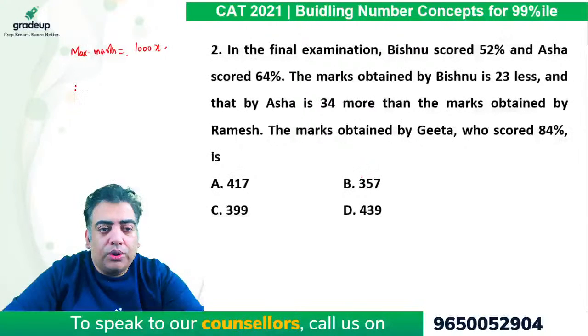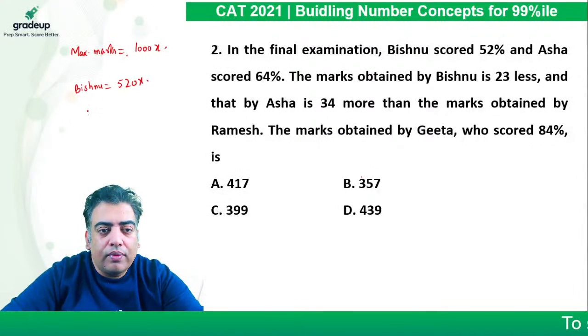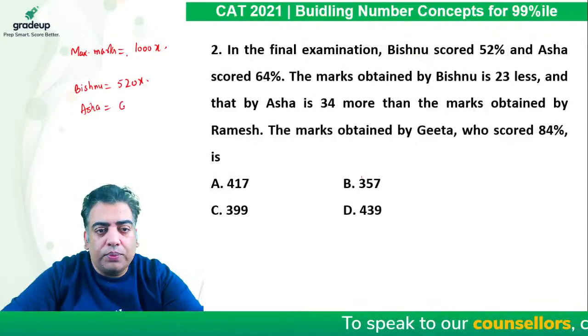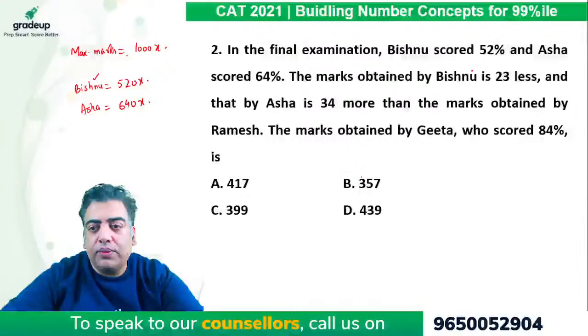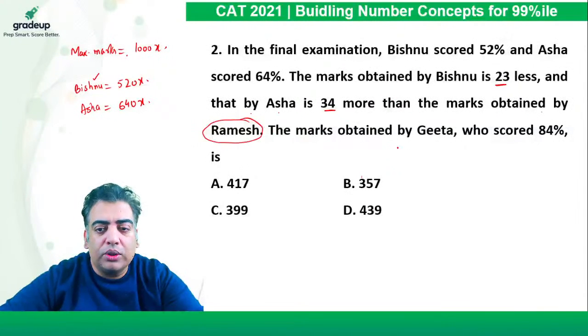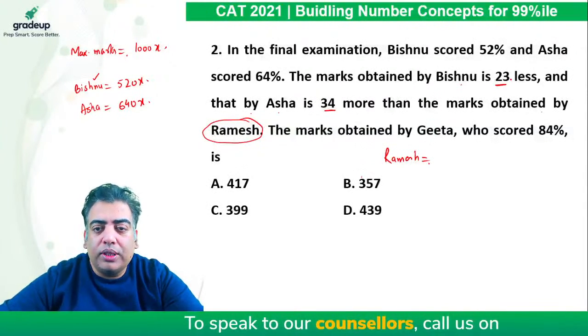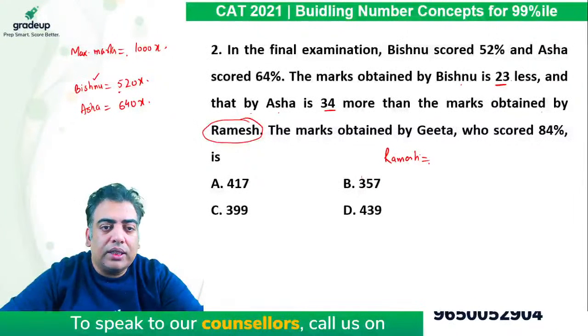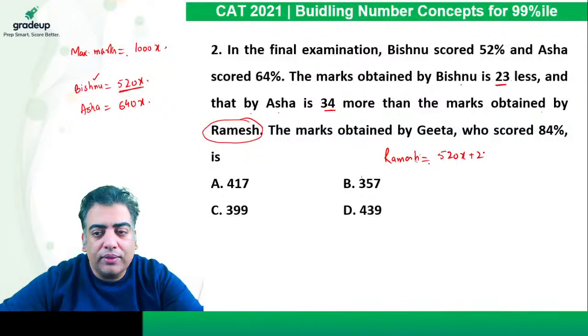He says Bishnu scored 52%, which is 520x. Asha scored 64%, which is 640x. The marks scored by Bishnu is 23 less and that by Asha is 34 more than the marks obtained by Ramesh. So we are talking about the marks of Ramesh. Right? So Bishnu scored 23 less than Ramesh, which means this 520x is 23 less than Ramesh. So can I say the marks of Ramesh must be 520x plus 23?